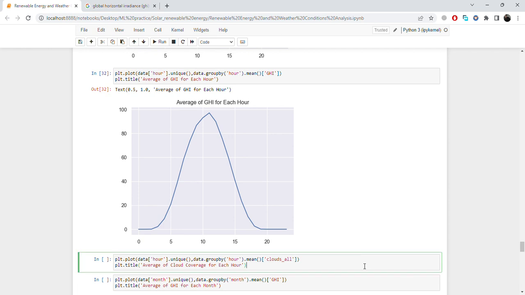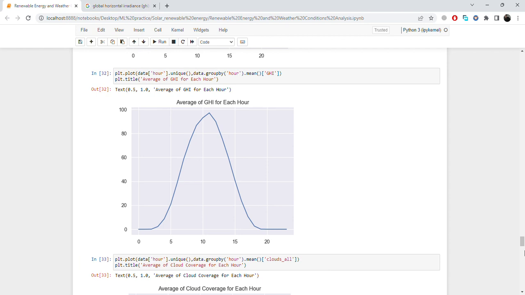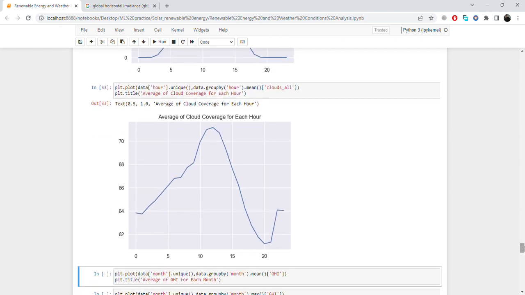Before that, we will find out what the result is. So here we take the unique values of the hour and group by the cloud. The monthly cloud log is a column here which contains this data. Now we can find the average cloud coverage for each hour. Here we can see the cloud coverage increases from 7 and then decreases.